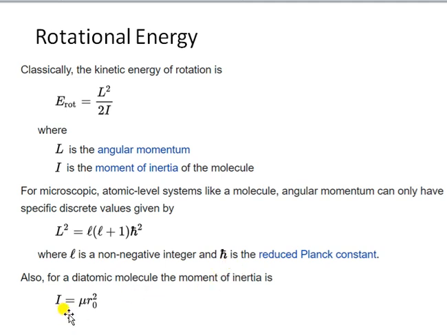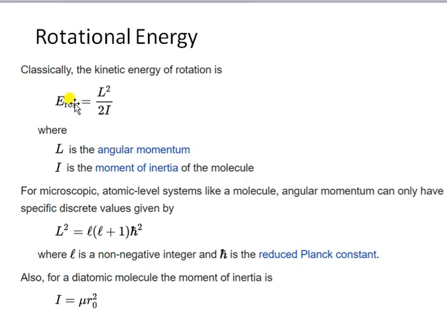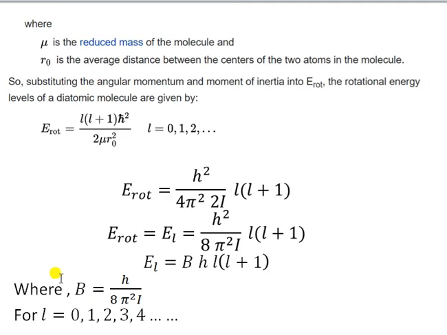I is the moment of inertia. The formula for the moment of inertia is m r square, but in this case, in place of m we replace it by the reduced mass. Mu is the reduced mass of the two atoms, and r0 is the average distance between the centers of the two atoms. So if we substitute this value into L squared divided by 2I, we get L(L plus 1) h cut square, and in place of I, mu times r naught square.